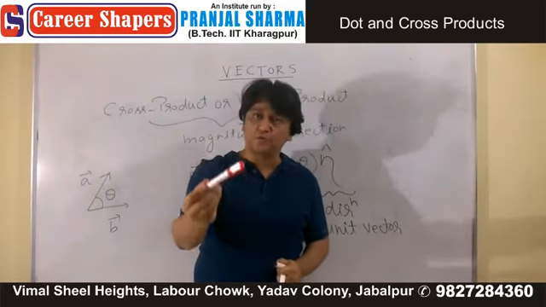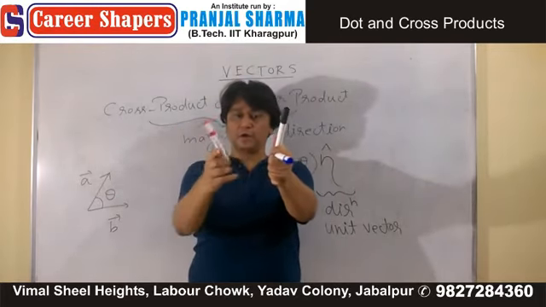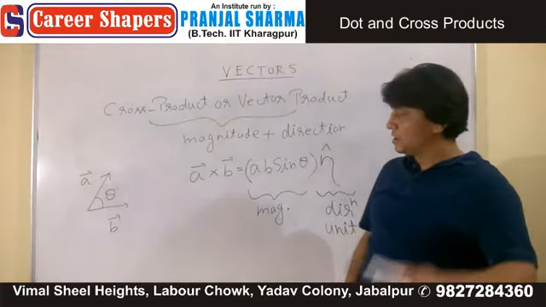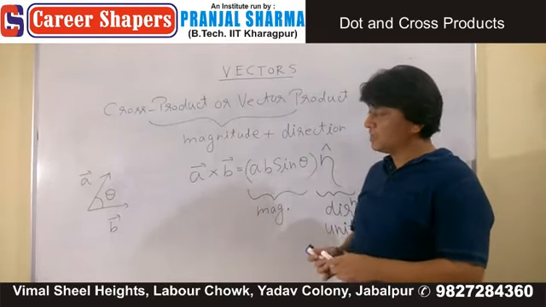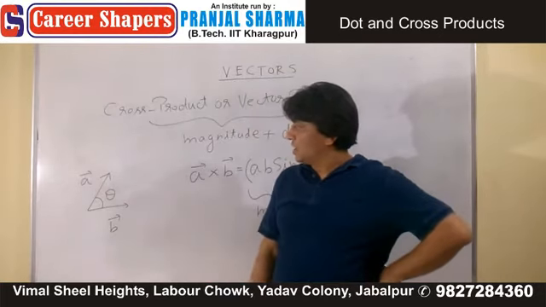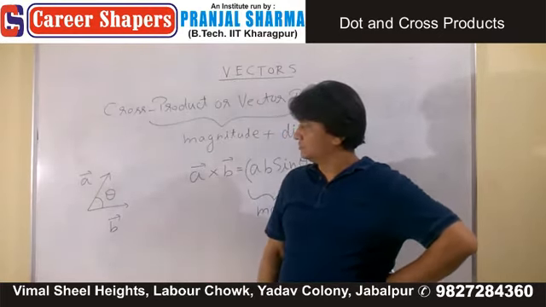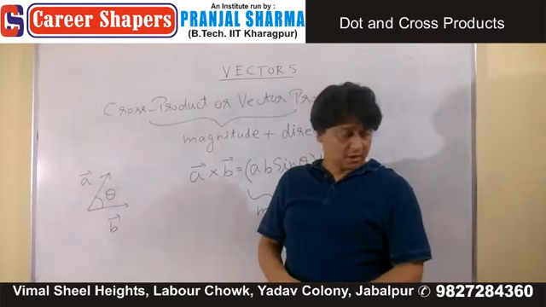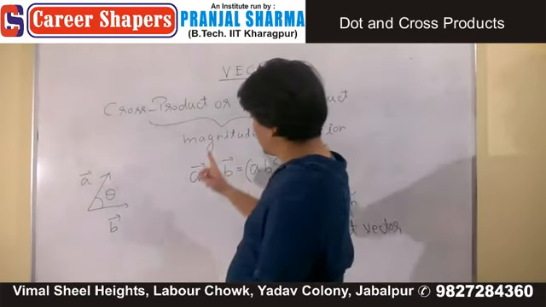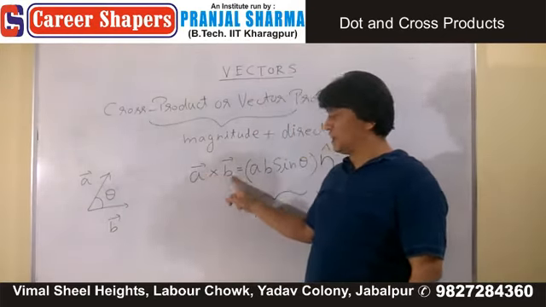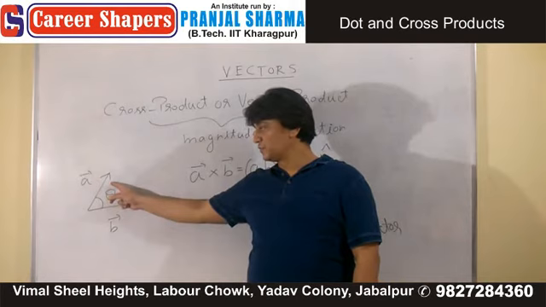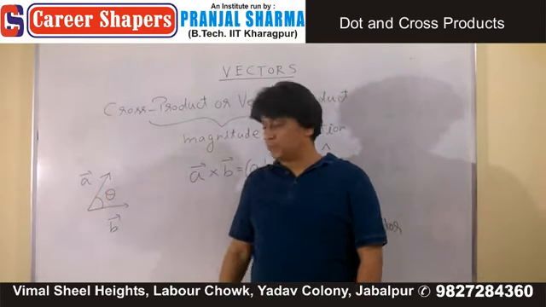So how do you decide which perpendicular you have to take? This one or this one? That is decided with the help of the right hand. Continue the statement. Curl right hand fingers from A to B.